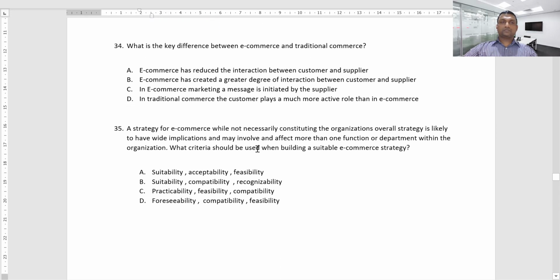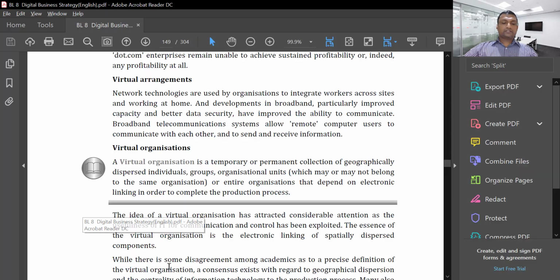Question number 34. What is the key difference between e-commerce and traditional commerce? Let's see how it is discussed in the textbook.